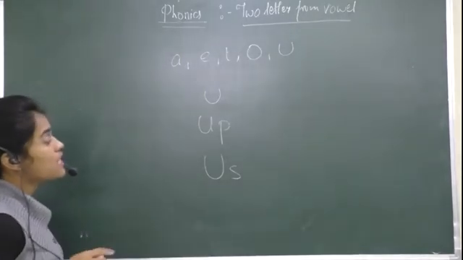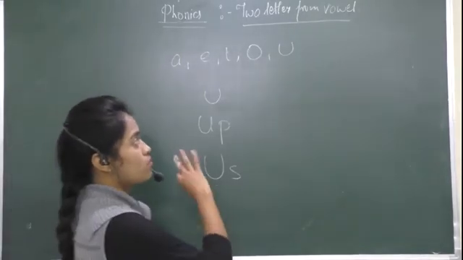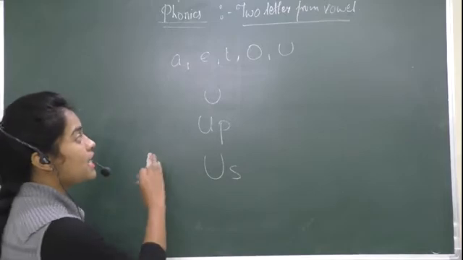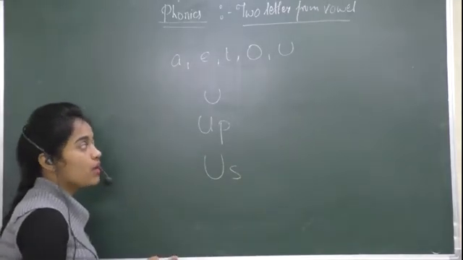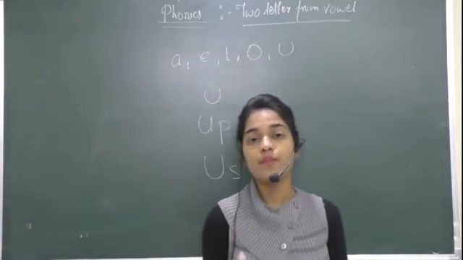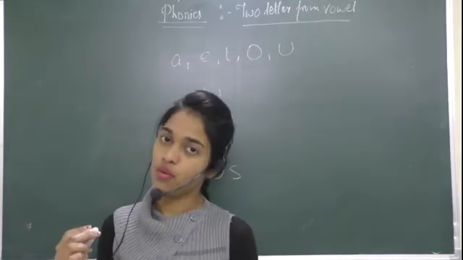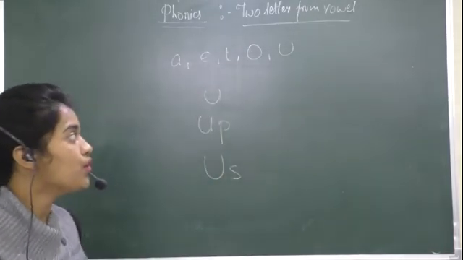So these are the two-letter words from the vowels A, E, I, O, U. I have made many words. You can try making more different words from these vowels.